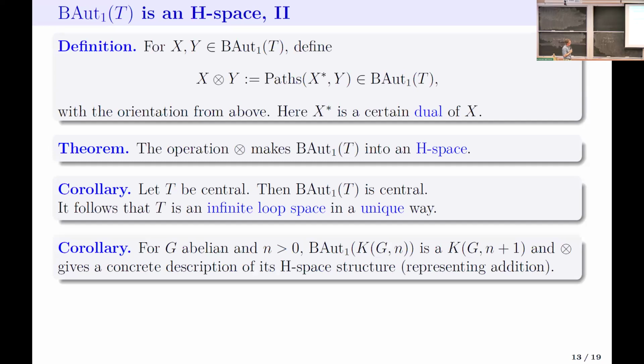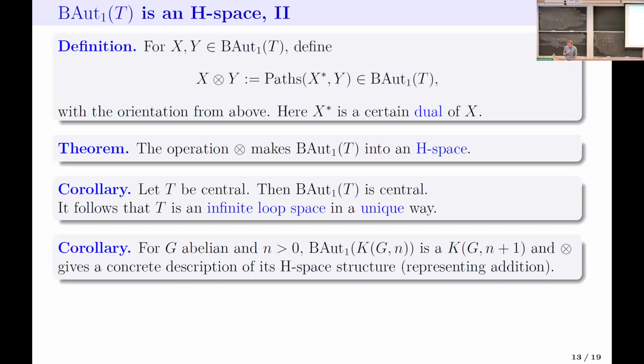Okay, and then the last thing, and this is the whole reason I've done this detour on central spaces, is for this last corollary. So even if you forget everything else I said, this is the thing I really need. It's just a very special case. If I take B01 of a KGn, I get a de-looping of it. So I get a KGn plus 1. Okay. And that tensor on B01 is an H-space structure there. There's a unique H-space structure. So that means tensor represents addition in cohomology.